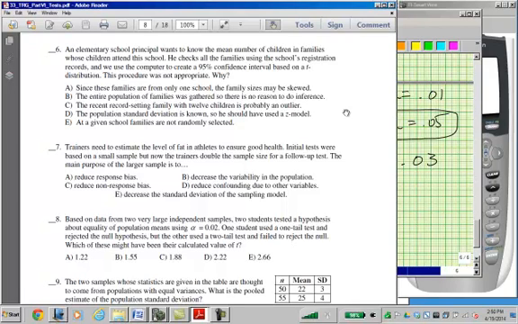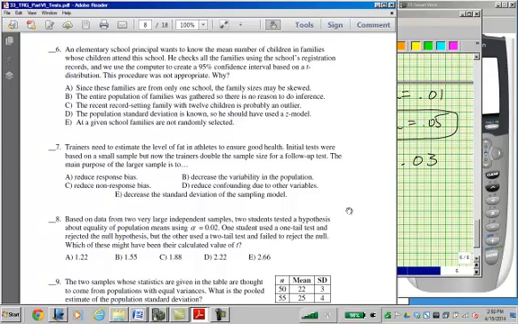The researcher checks all the families in the school, and then he wants to do a t-distribution. Why is that not appropriate? Because he's doing a census. You only do inference if you're trying to find out about a population from a sample. He didn't use a sample, he checked out everybody, which is fine. Nothing wrong with that.